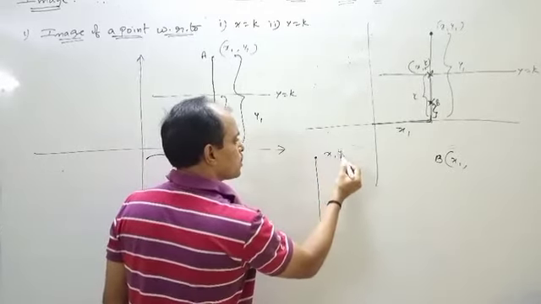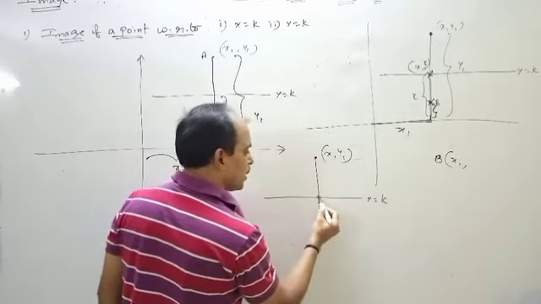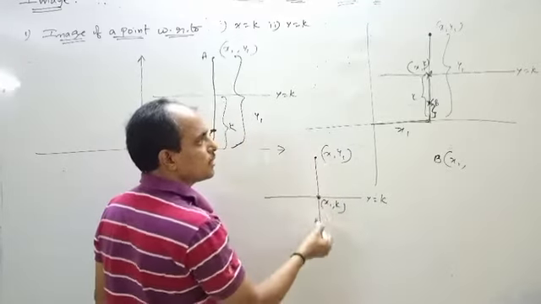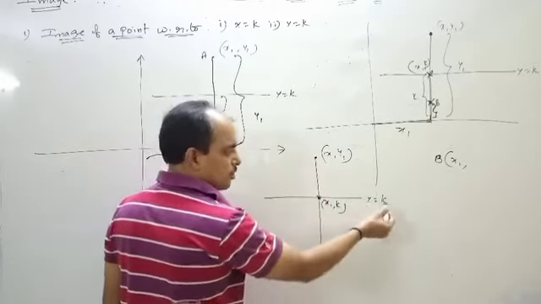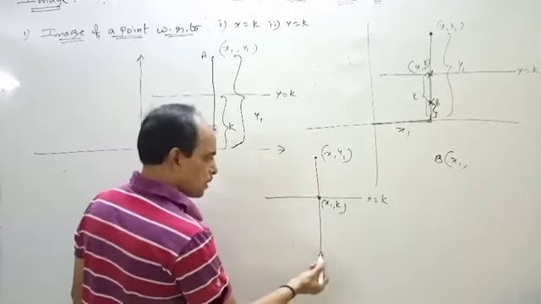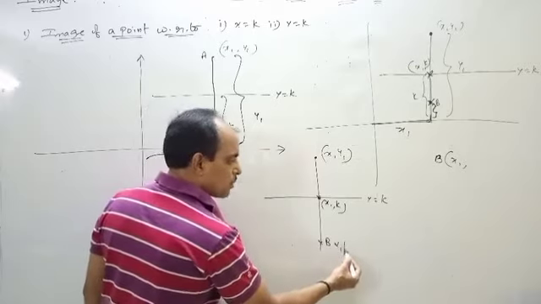Let us suppose this is x1 comma y1 and here is a point y is equal to k. What about this point? x1 comma k. Because this line is y is equal to k, anywhere on the line y is k. We have to find this point B. I told you what this point becomes, I told you earlier also.